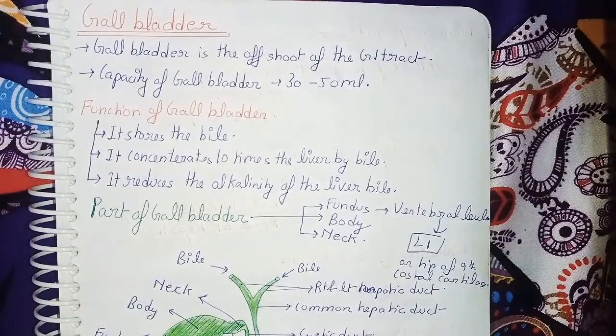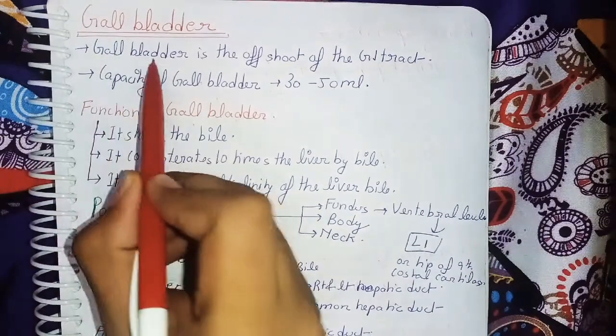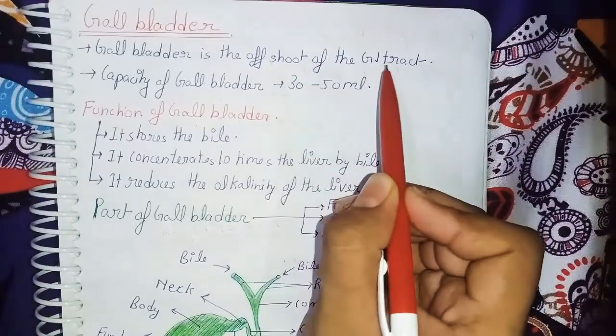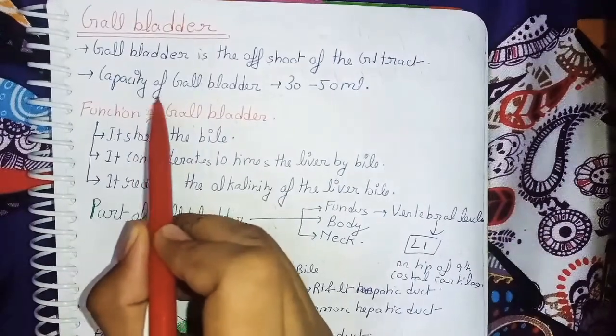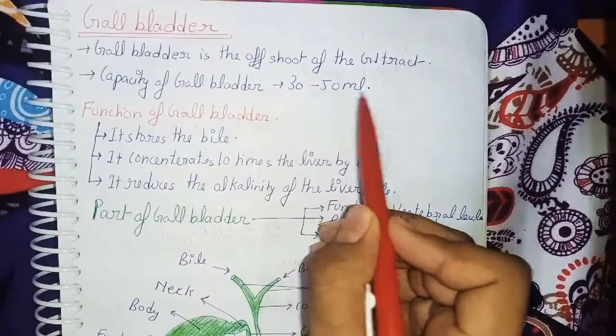Today's topic is gallbladder anatomy. In this video, I'm going to discuss the gross anatomy of the gallbladder. So, the gallbladder is an offshoot of the GI tract. Its capacity is 30 to 50 ml.